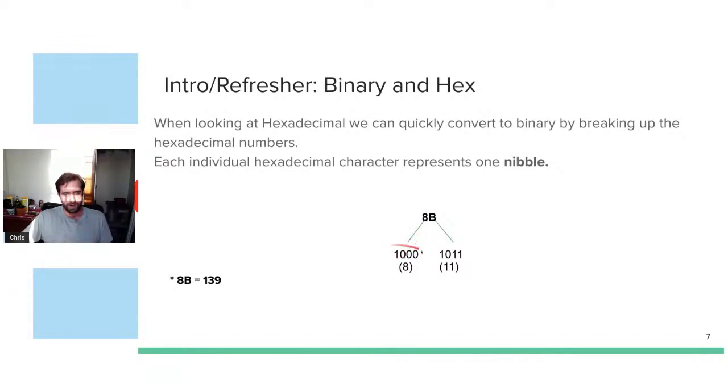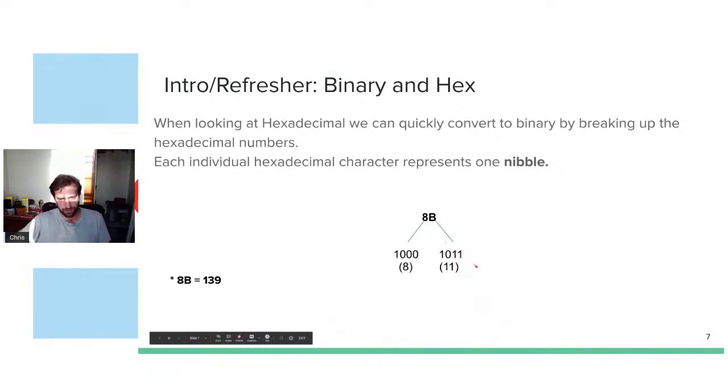So a nibble of 8 would look like this, so only 4 bits. A nibble, just a reminder, is 1000. This is 2 to the power of 3, which gives us 8. B, which is 11, is this nibble, 1101. And together, if you jam those bits together, we get the total number 139.